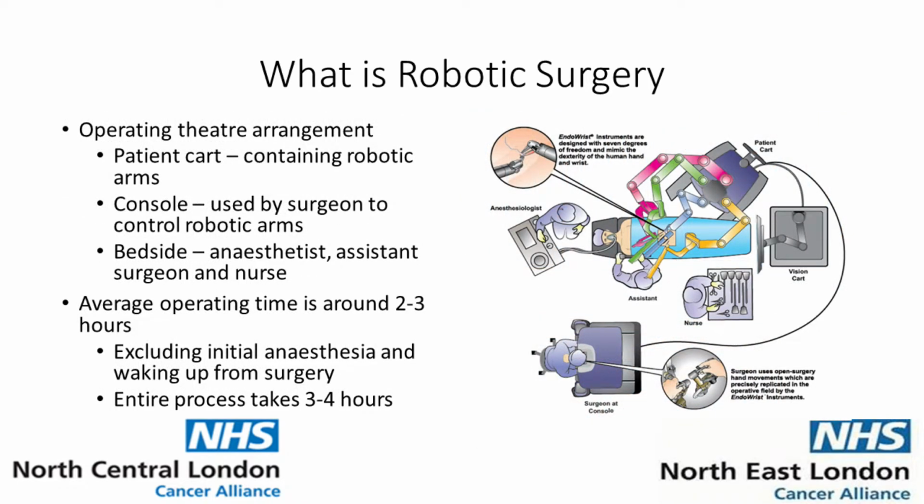So what is robotic surgery? In the operating theatre, there is a patient cart containing robotic arms. There is a console used by the surgeon to control the robotic arms, and at the bedside will be an anaesthetist, an assistant surgeon, and the nurse. So the consultant surgeon is in the same room but sat at the console operating the robotic arms. The average operating time is around 2 to 3 hours. This excludes the initial anaesthetic and waking up from surgery, so the whole process takes around 3 to 4 hours.